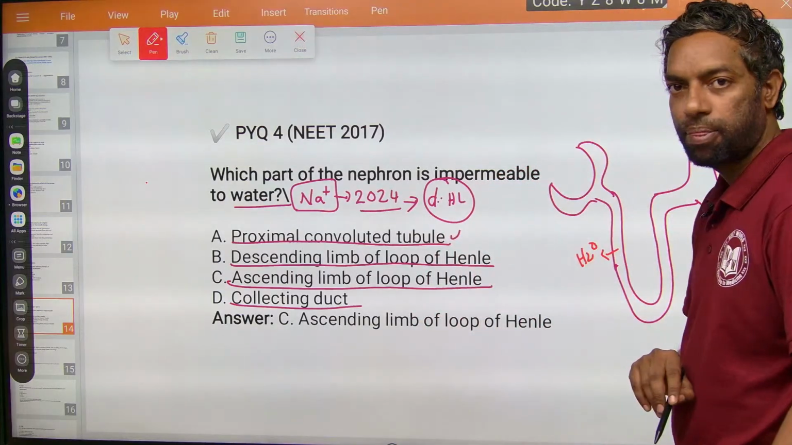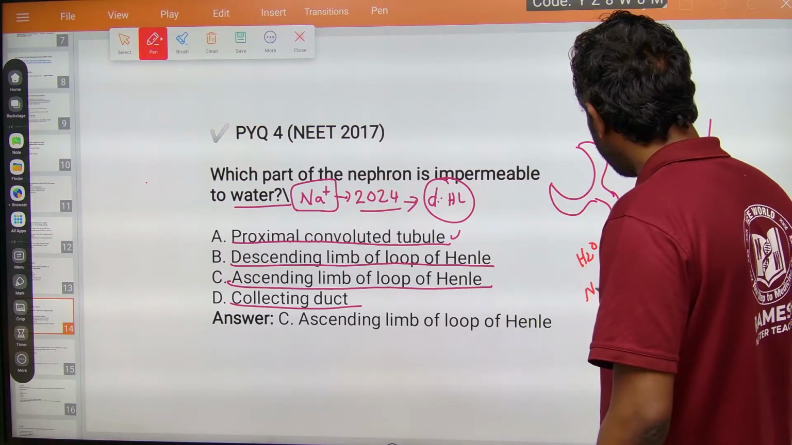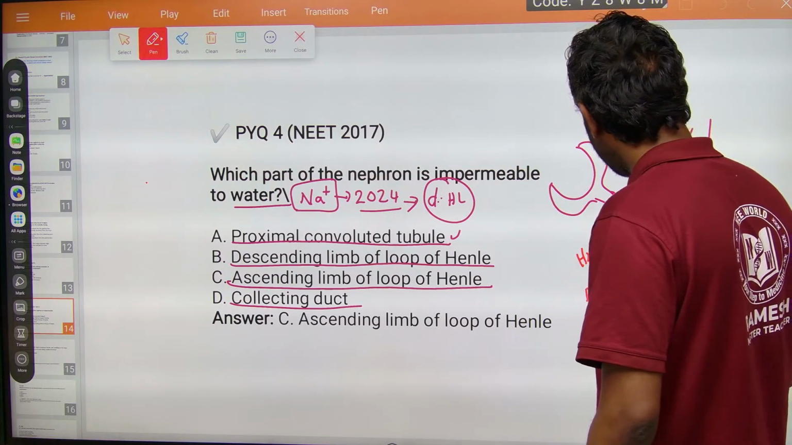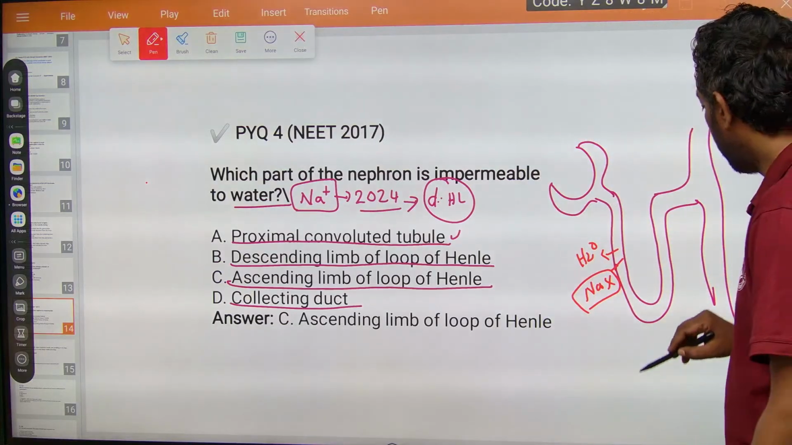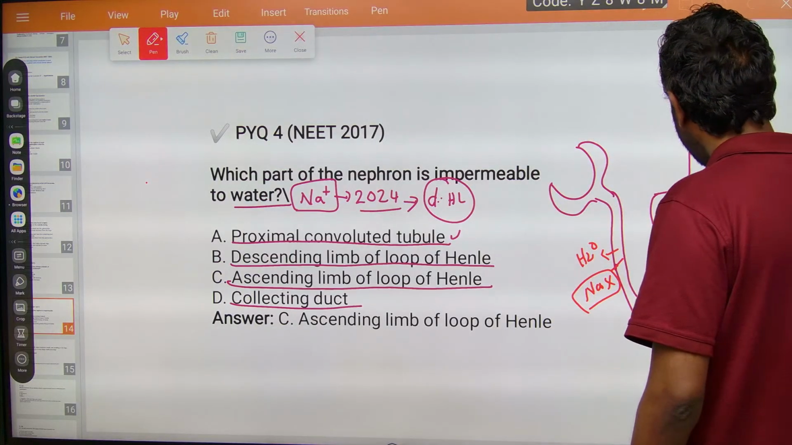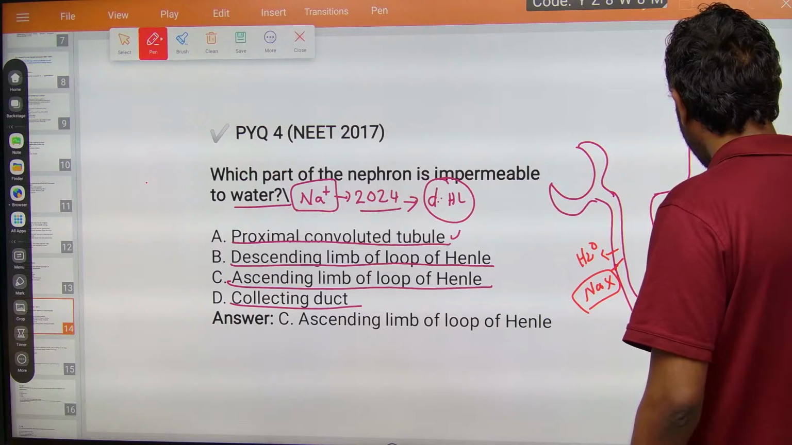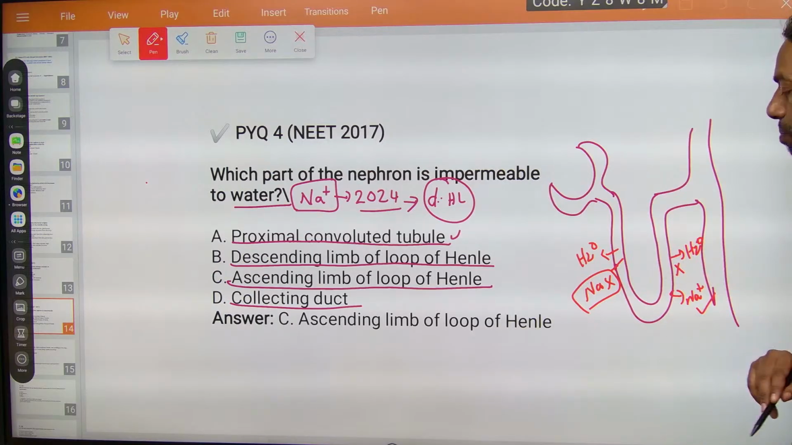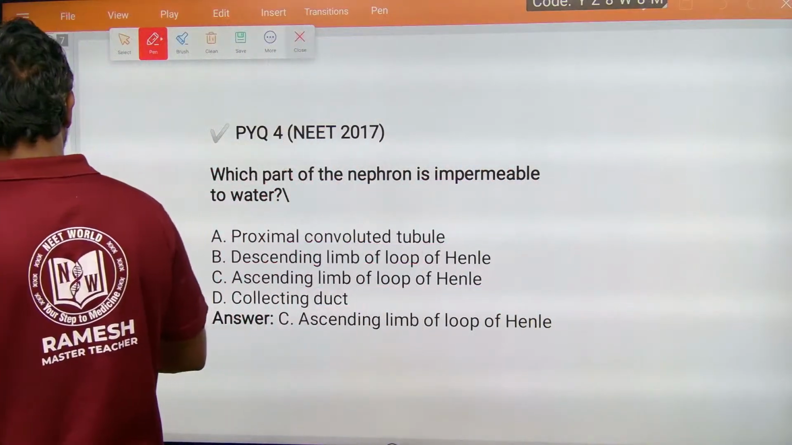The ascending Henle loop is impermeable to water but permeable to Na plus, sodium, NaCl. The descending is permeable to water. Ascending is impermeable to water, permeable to Na. Permeable Na, impermeable water. Okay? I hope you guys understand. Very easy question. Next.